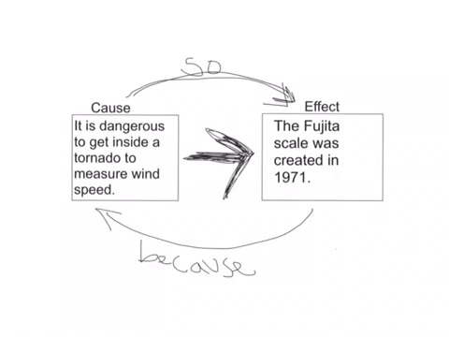Now let's start with box number 2, the effect. The Fujita scale was created in 1971 because it is dangerous to get inside a tornado to measure wind speed. Does that make sense? Yep, it still makes sense, okay? So that's why you need to use your signal words, because otherwise it'll kind of sound a little weird. So let me show you this now in reverse, and I'll show you how it doesn't make sense this way.